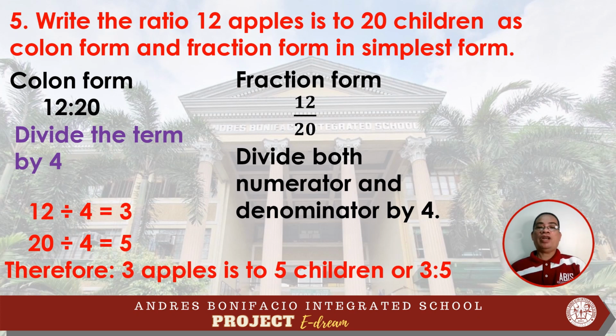Divide both numerator and denominator by 4. 12/20 divided by 4/4 is equal to 12 divided by 4 is 3, and 20 divided by 4 is 5. So the answer is 3/5.